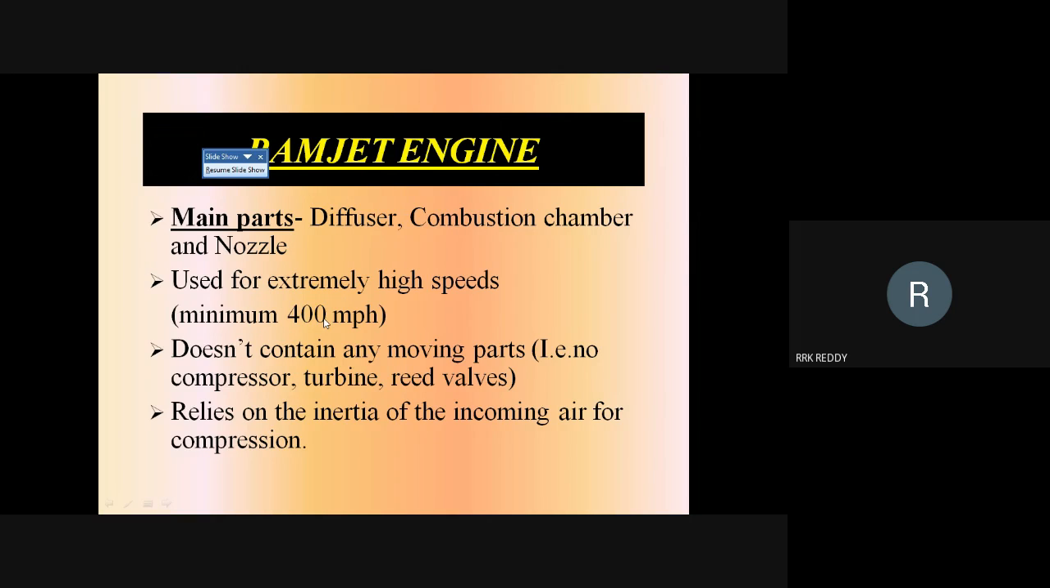These are used for extremely high speeds, that means supersonic speeds. The minimum speed for ramjet engines is 400 miles per hour. These engines do not contain any moving parts at all: no compressor, no turbine, no reed valves. The entire pressure rise depends upon the inertia of the incoming air. That is why this type of pressure is called ramming pressure, the ramming effect, and why these engines are named ramjet engines. Ramming means the pushing effect. So pressure rise is achieved in that way.